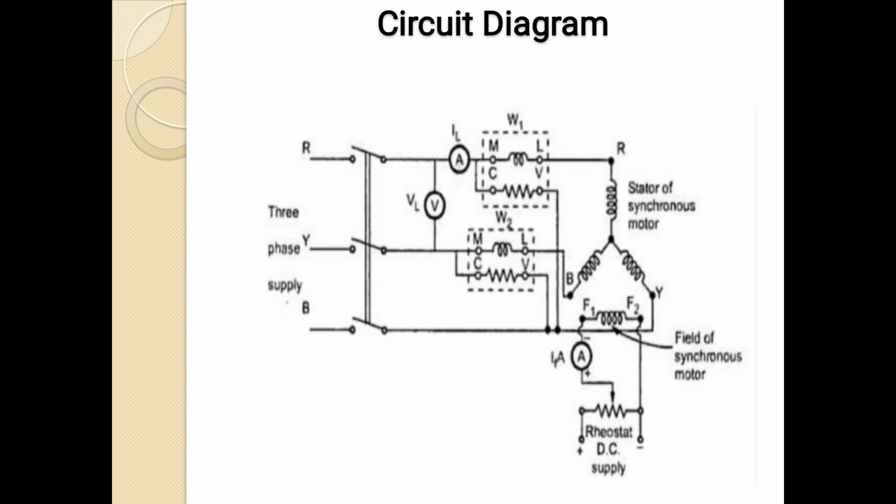Next, this is the circuit arrangement of the experimental setup. First, a three-phase supply is given to the synchronous motor. Two wattmeters, one ammeter and one voltmeter will be used. The field supply uses one ammeter and a rheostat connected to the DC supply.